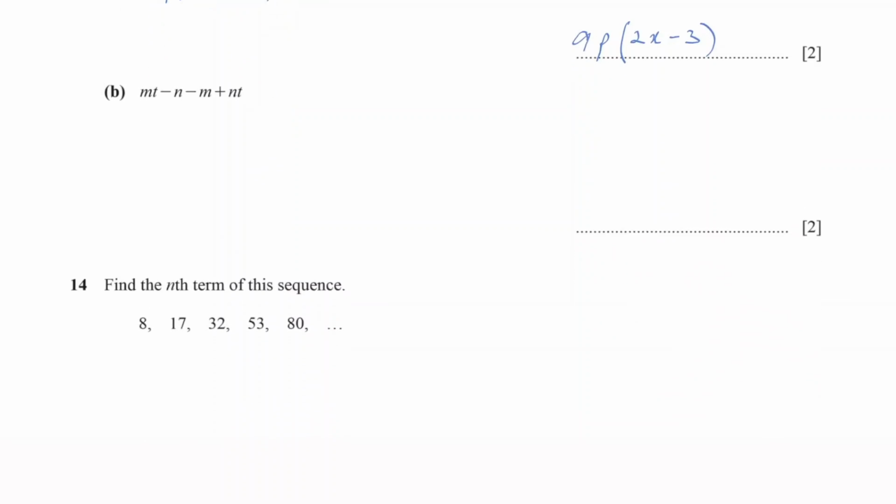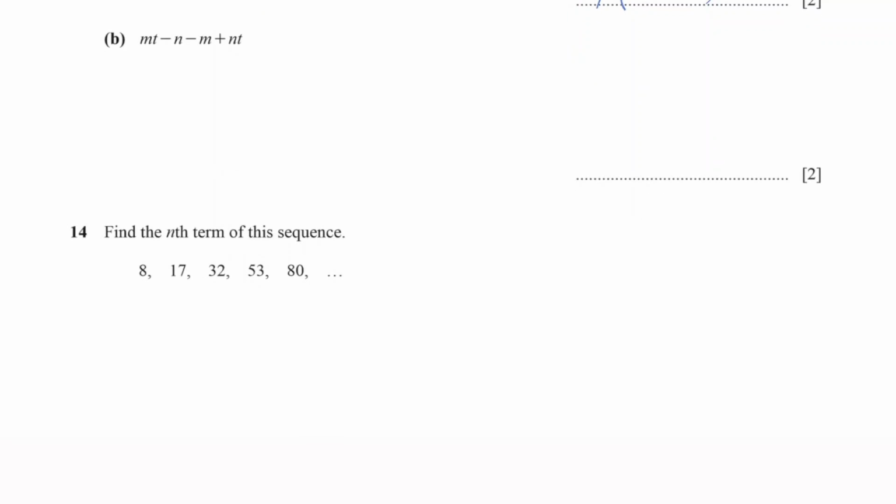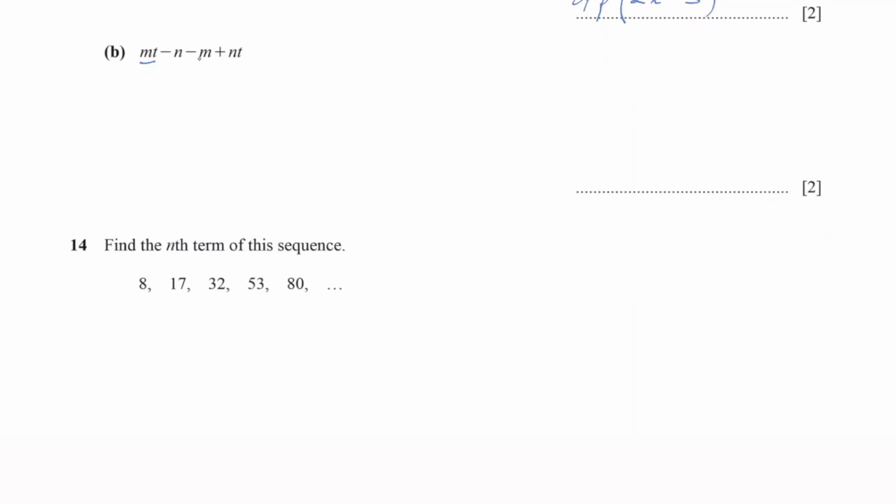So for the second part, mt minus m, n minus nt: mt and m have a common value, and n and nt have some common value. Let's combine them together, right? Let's pair it nicely: mt minus m, and on this side nt minus n. I have common m from this side, and if I take out common m, I'll get t minus 1, and on this side if I take out n as common, I'll get t minus 1.